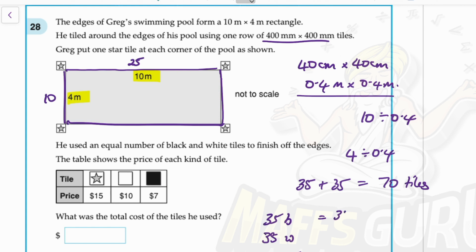So he's got 35 black tiles, and they are $7 each. 35 white tiles, which are $10 each. And he's got 4 corner tiles, which are $15 each. I'm going to do 35 times 7. I'm going to add to that 35 times 10. And I'm going to add to that 4 times 15, which is going to give me a total price.